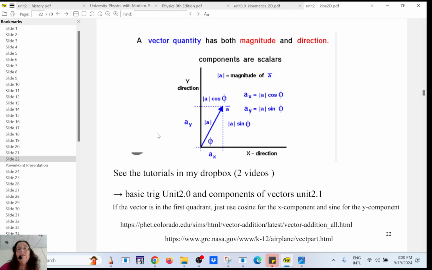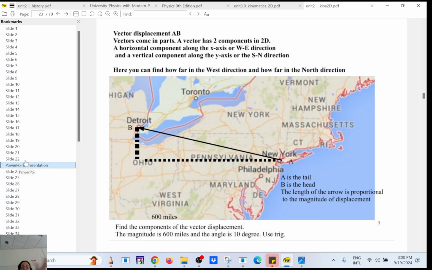Okay, let's talk about components. And now, I'm going to take an example. So if you were a bird, you can fly straight from New York to Detroit, right? So what physical quantity is that?